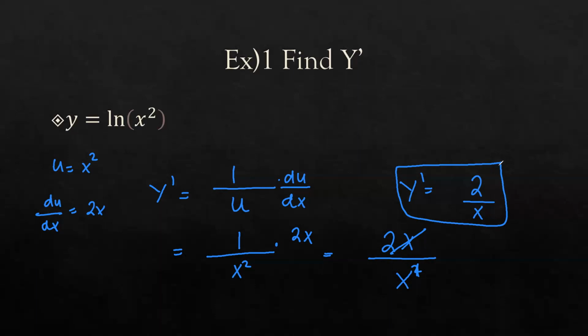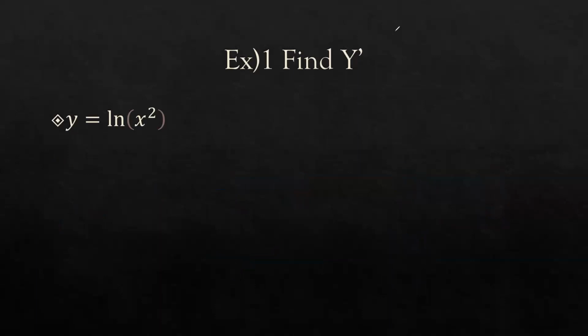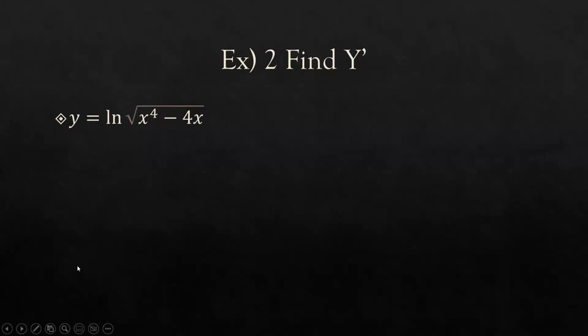Okay, go ahead and pause and write this down so we can move on to example 2. Example 2, we have ln of the square root of x to the 4th minus 4x. So this one's slightly different. You could put parentheses here. So our u is the square root of x to the 4th minus 4x.